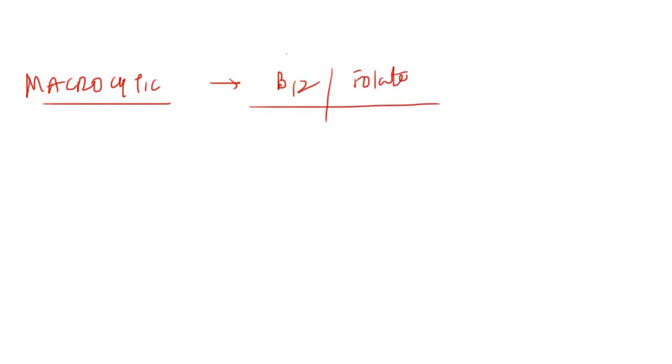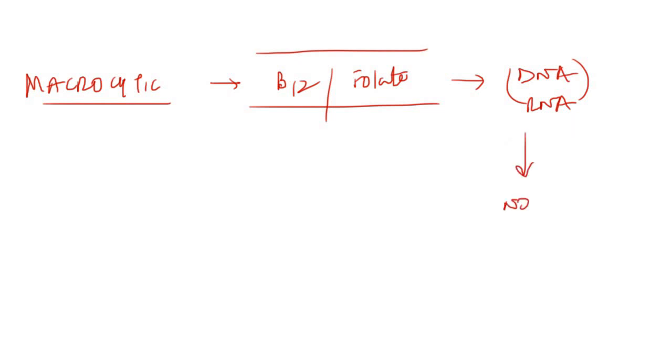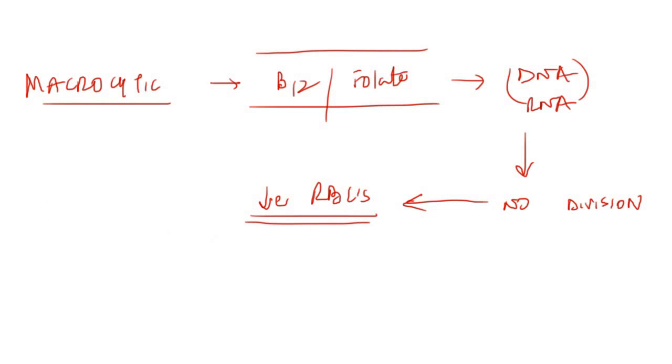So macrocytic anemia in most cases will arise because of either B12 deficiency or folate deficiency, because in either case you will not be able to synthesize the DNA and RNA, as a result of which there will be no division of the RBC. Since there is no division of the RBC occurring, there will be fewer RBCs, and the RBCs which are there will be of larger size. So this is all what is happening in macrocytic anemia.